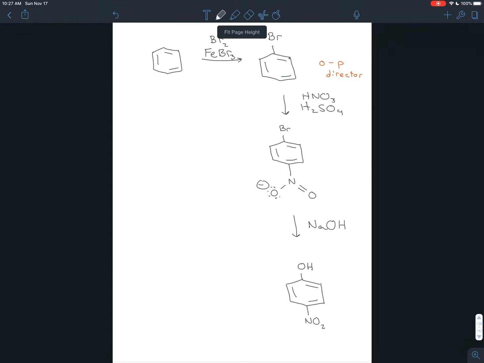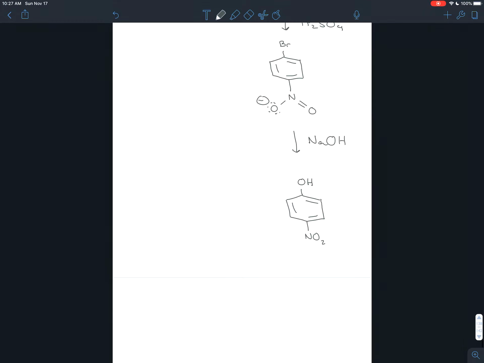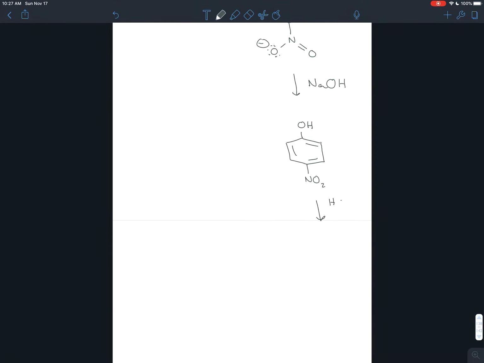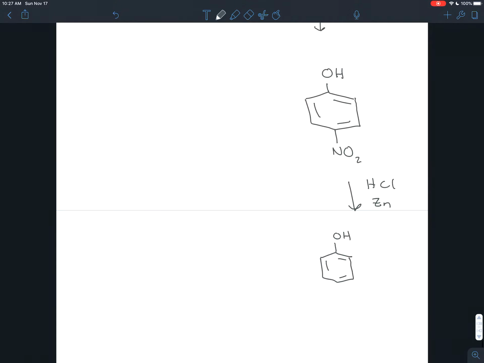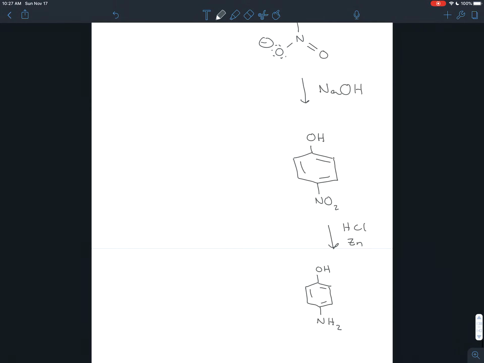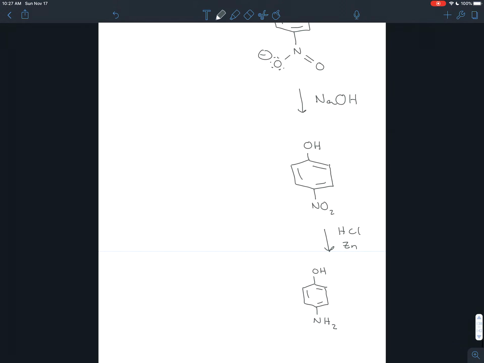And now we're very close to having this molecule that we want. We just want to turn the NO2 into an NH2. And we saw that the recipe for that was HCl and zinc. So we can reduce that by using HCl and zinc, and that will leave us with this product. So it's kind of fun to weave our way through those aromatic substitution reactions.